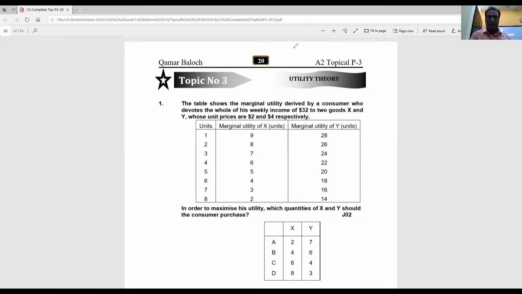The question is saying that in order to maximize his utility, which quantities of X and Y should the consumer purchase? And keep in mind one important thing, the utility maximization rule is that marginal utility of X divided by price of X must be equal to marginal utility of Y over price of Y. There can be more than two goods, and any two goods X, Y, they can be A, B, apples and bananas, shoes and butter, anything. X and Y are just two goods.